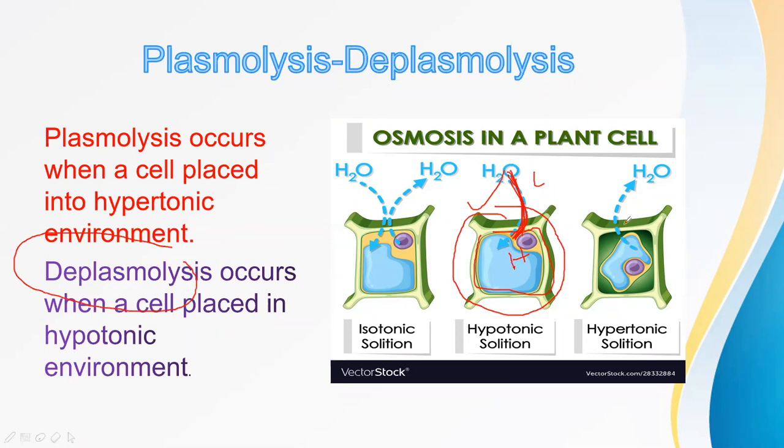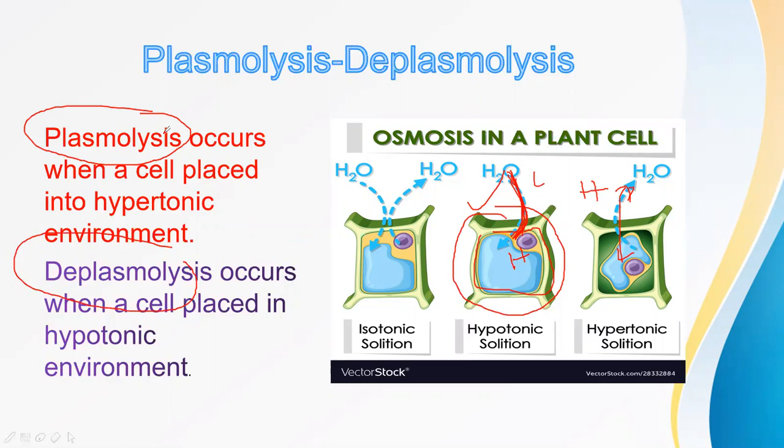And this one is when you drop a cell in a hypertonic solution, so the solution concentration is higher than the cytoplasm concentration. According to osmosis, the water in the cytoplasm will go out from the cell to the high concentration solution. Due to this reason, the cytoplasm will shrink. So this we call plasmolysis.